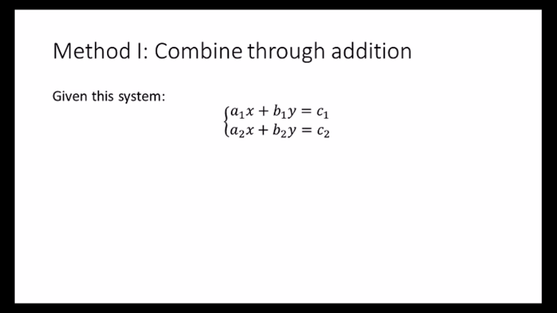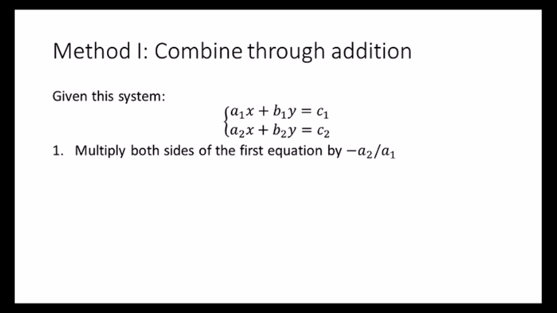The first is combination through addition, and the basic concept is that if you add the two left-hand sides of the equation to the two right-hand sides of the equation, basically because the two sides of any equation are equal to one another, it's like you've added 5 to both sides of the equation. You're allowed to do that algebraically. So what we do is we first, before we perform the addition, multiply the first equation by negative the coefficient on x in the second over the coefficient on the first.